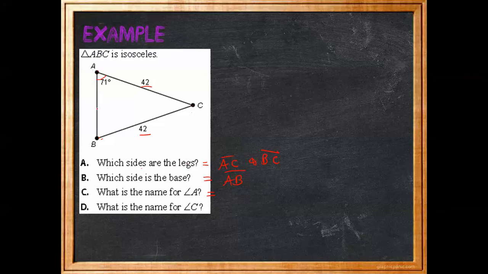Angle A is an angle that's on the base, right? A and B are both angles that are on the base, so angle A is called a base angle, okay? And then angle C up here at the top of the triangle, between the two legs, is called the vertex angle.